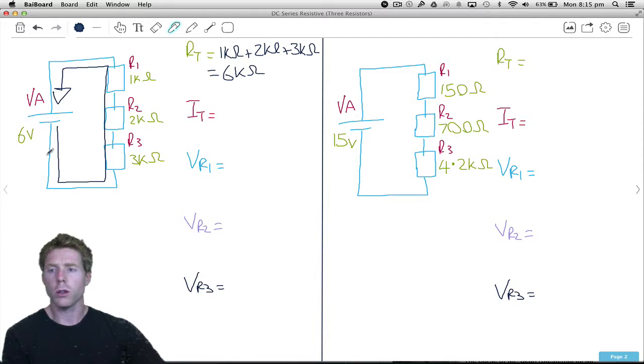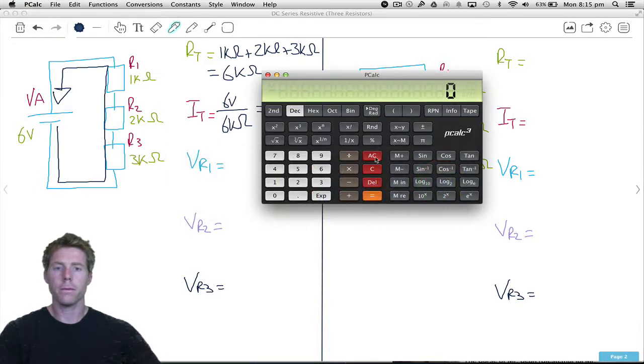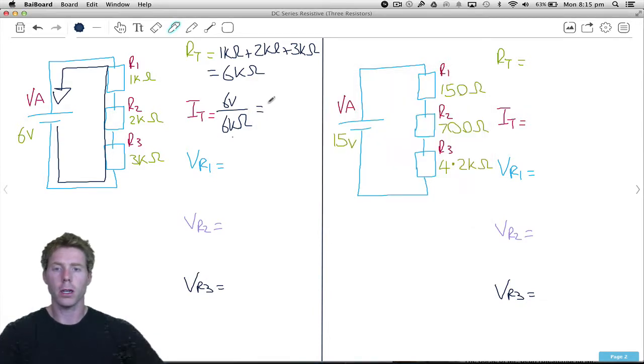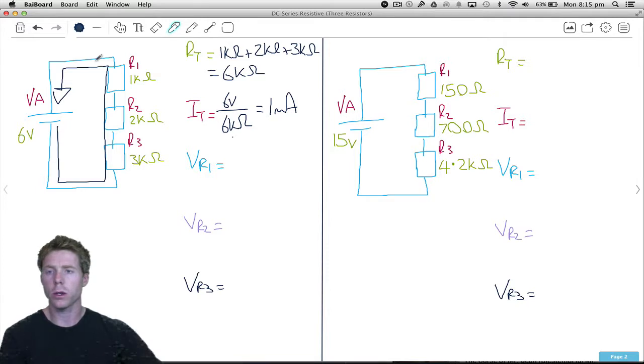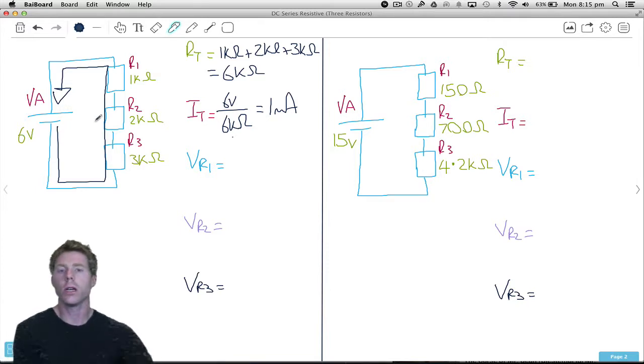Total current is going to be your applied voltage, 6 volts, divided by the total resistance, 6K. Bring up our calculator. 6 volts divided by 6 exponential 3 to get 6K, and it's 1, and it's negative 3, so it's 1 milliamp. Alright, voltage across resistor 1: we have 1 milliamp going through resistor 1, because it's a series circuit. The current through every single component is exactly the same, 1 milliamp.